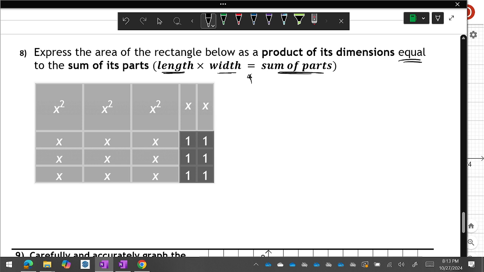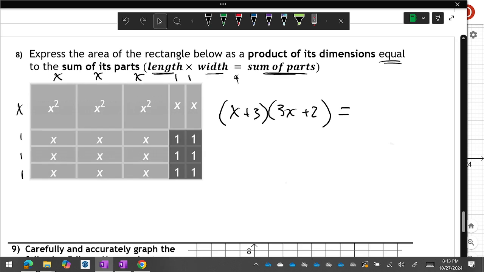Well, if I look at this, the length, I guess I could call it, this is x units long. So I've got x, and these are each 1 unit long. So this is x plus 3. And I'm multiplying that by 3x plus 2. And when I multiply those, I get the area of the rectangle.